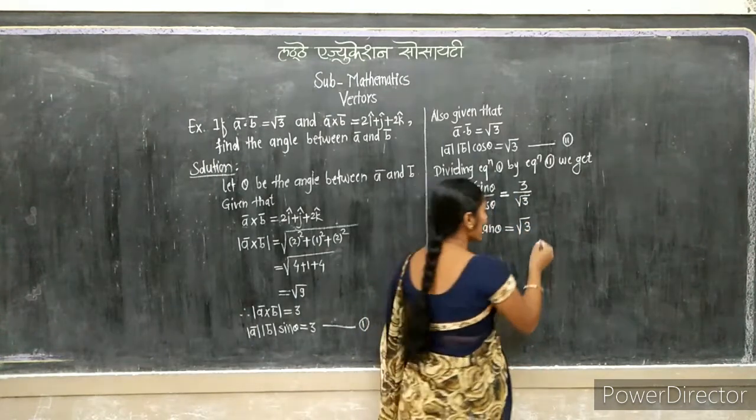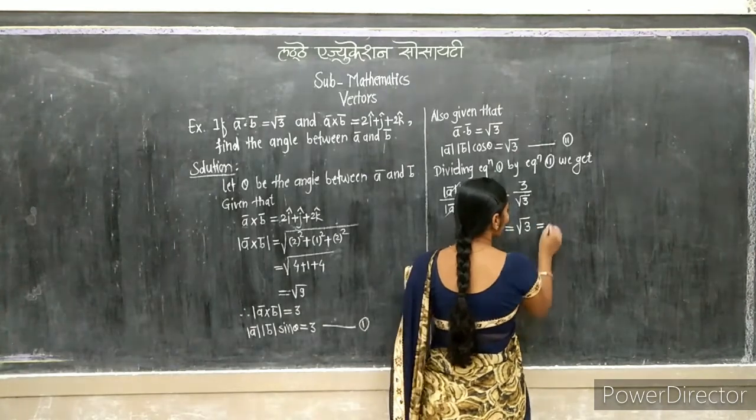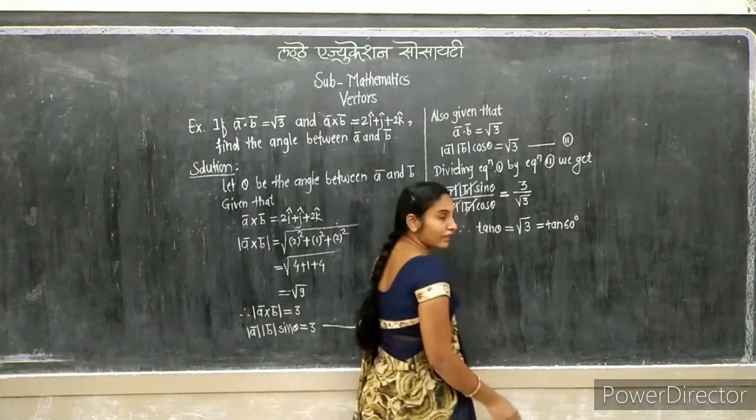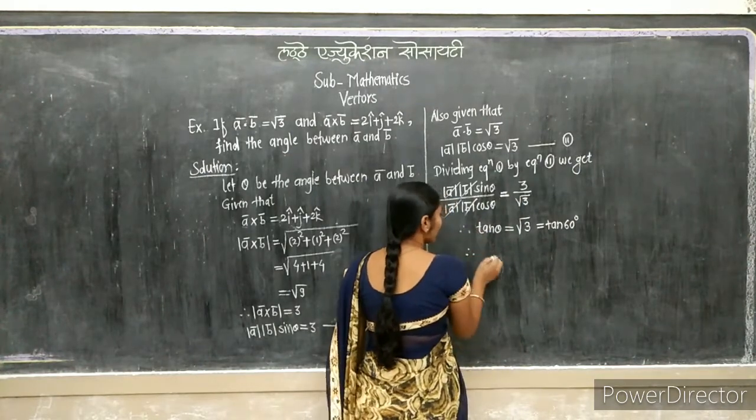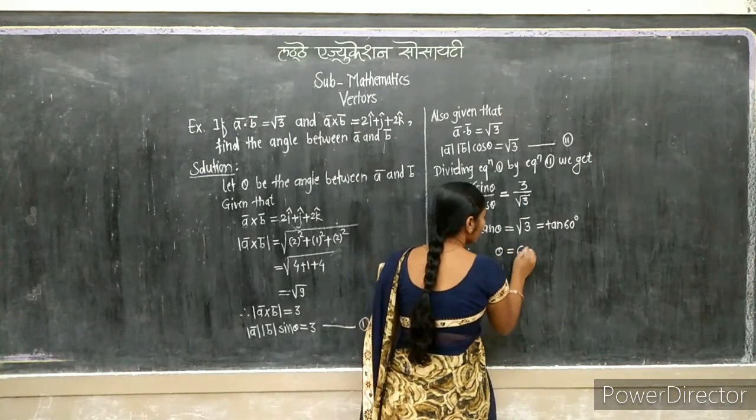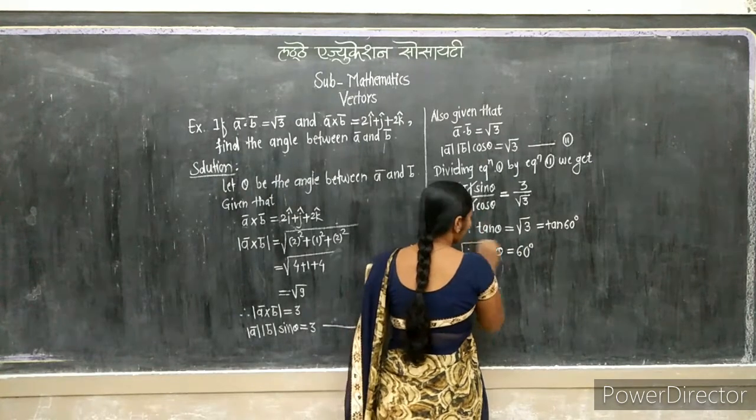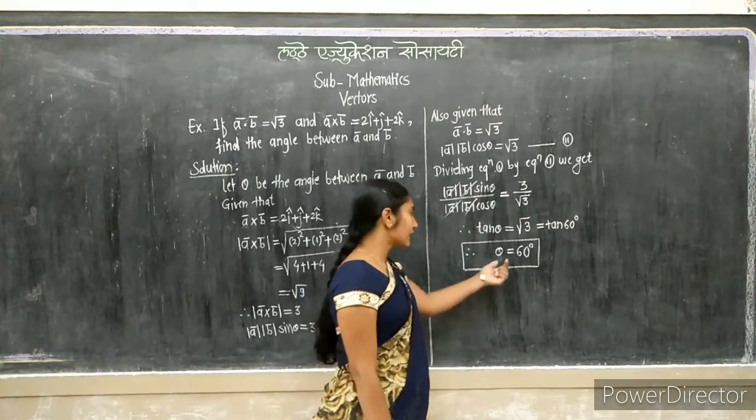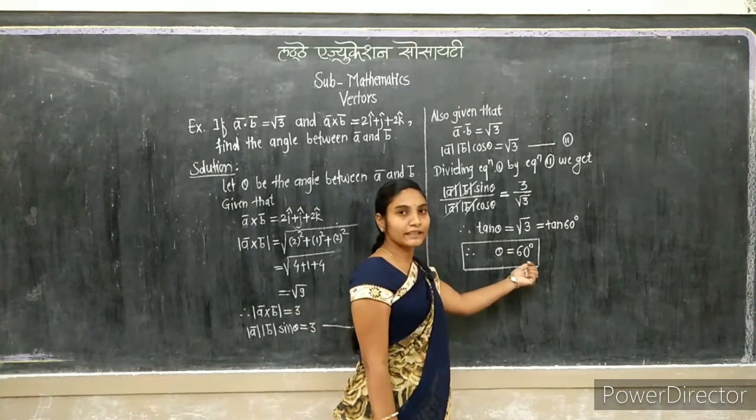And tan of which angle is root 3? It is tan 60 degree. Therefore, theta is equal to 60 degree. The angle between vectors a bar and b bar, that is theta, is equal to 60 degree.